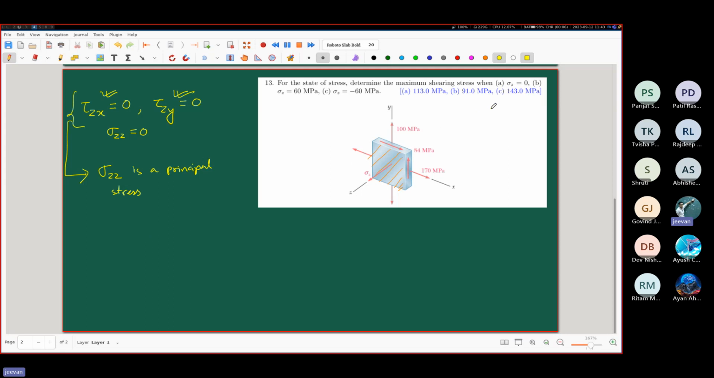Part A when sigma zz is equal to 0, part B when sigma zz is equal to 60 MPa, as well as part C when sigma zz is equal to minus 60 MPa. So for all of these cases, sigma zz is a principal stress. So what do we have to go about finding? For the state of stress as given in this picture, determine the maximum shearing stress. So tell me, what should I do for this problem? First of all, what should I do?